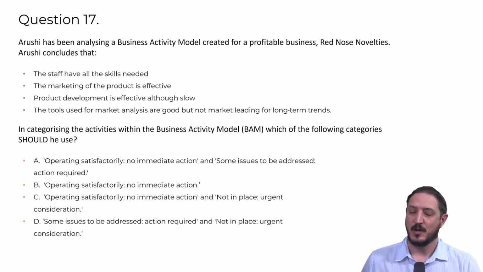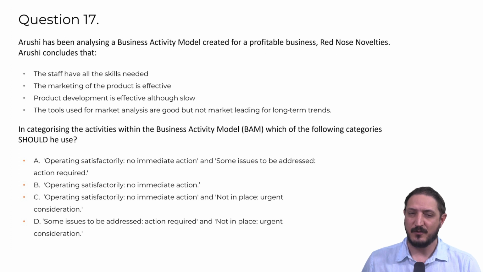Okay. So first of all, we can see that the question, in terms of context, is asking about business activity models. So that is one technique that we need to bring into this. Let's see if there's anything else that is required. We can also see within the instructions, it says categorizing the activities within the business activity model.